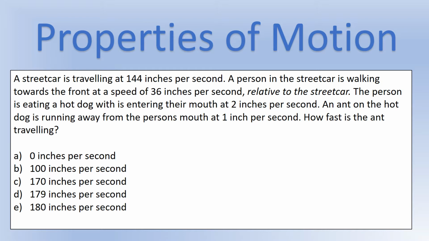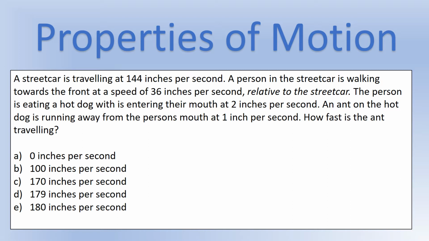And a person is walking towards the front of the streetcar at 36 inches per second, and that's relative to the streetcar. So the streetcar is going at 144, the person inside it's walking at 36 inches per second. The person is eating a hot dog, which is entering their mouth at 2 inches per second. So that's kind of going backwards a little bit. And then an ant on the hot dog is running away from the person's mouth at 1 inch per second. So the question is, how fast is the ant traveling? So I'll pause it now and have a crack at this one, and then we'll take a look at what you should have got.